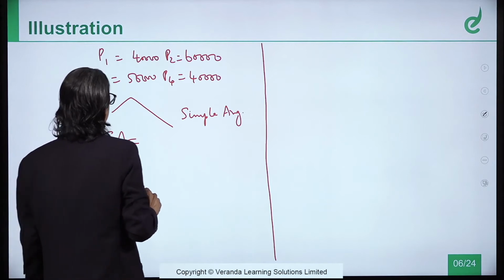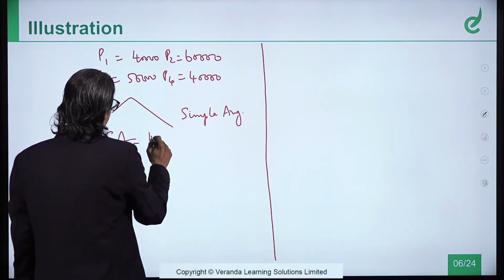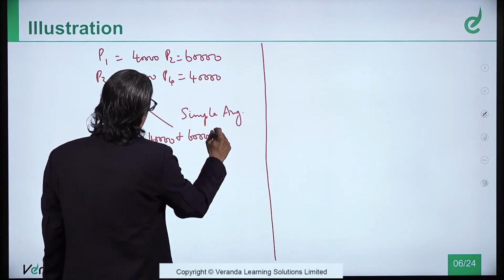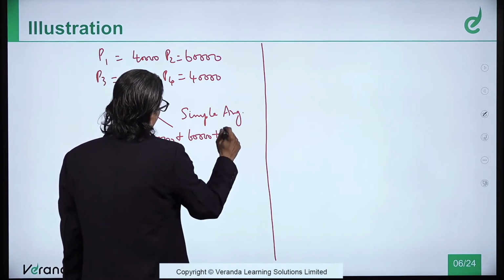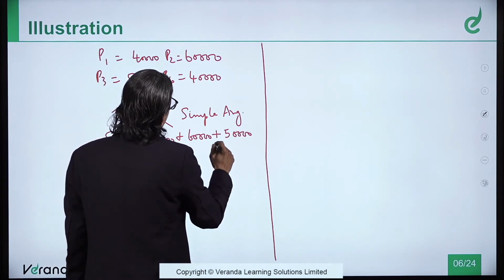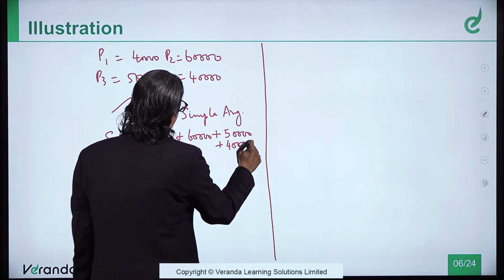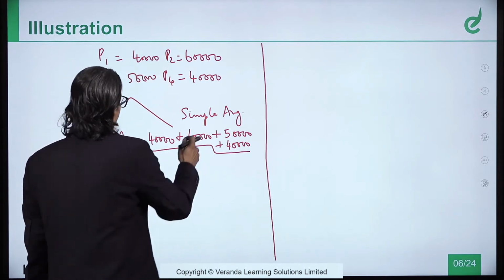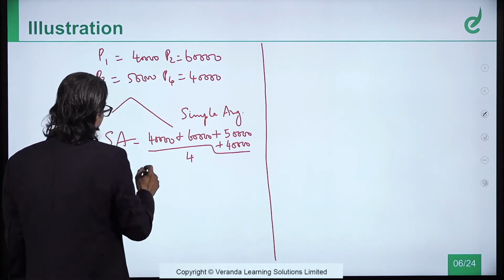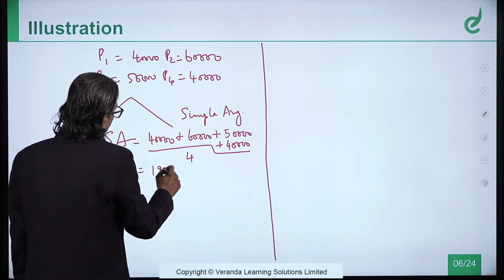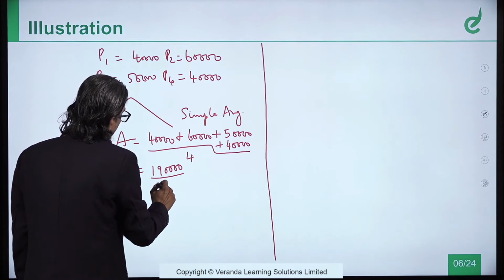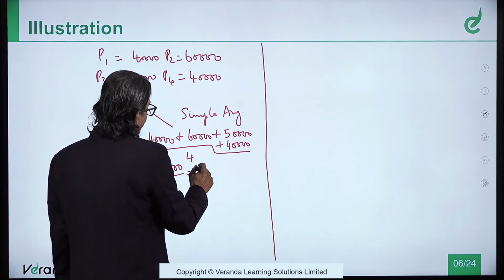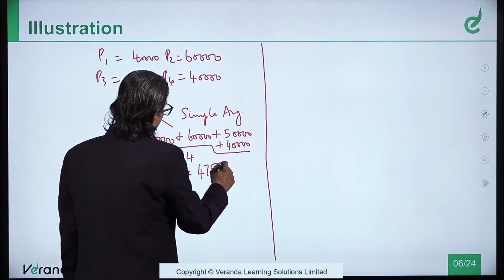Simple average is equal to 40,000 plus 60,000 plus 50,000 plus 40,000 divided by 4 years. So 40 plus 60, 1 lakh, 1 lakh 90 by 4. 1,90,000 by 4 will be the average profit, which is 47,500. That is the average profit.